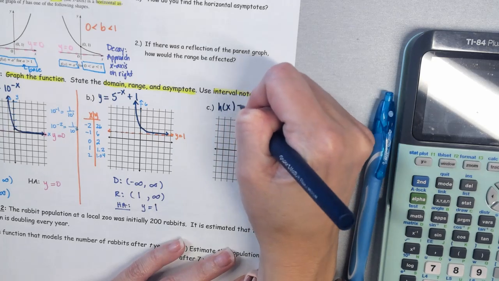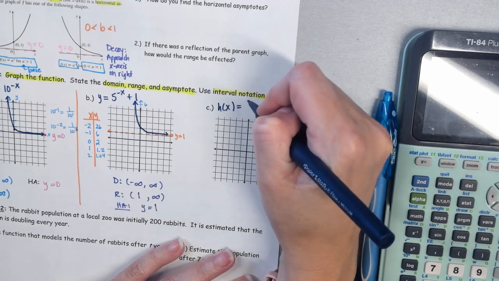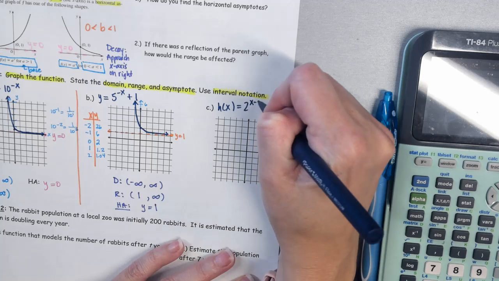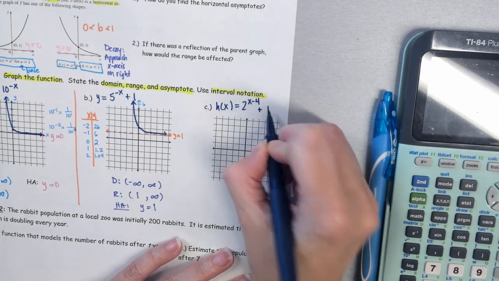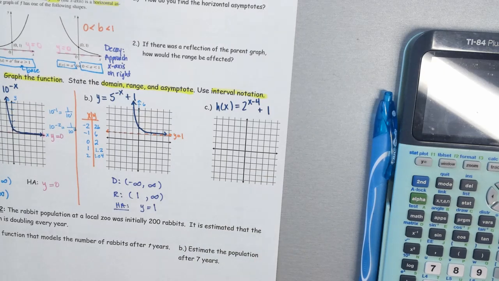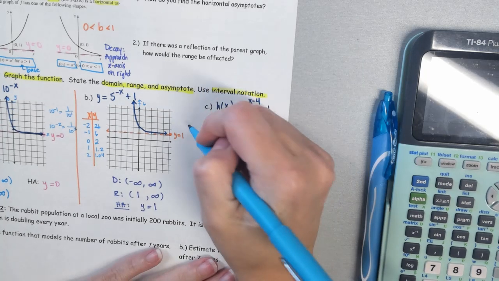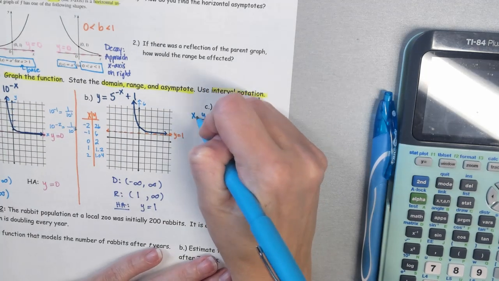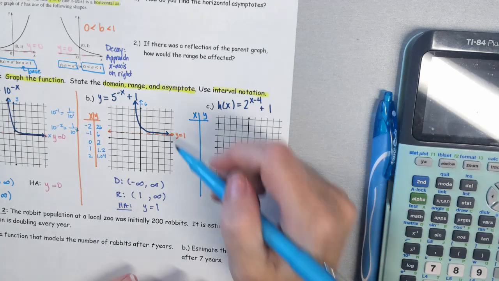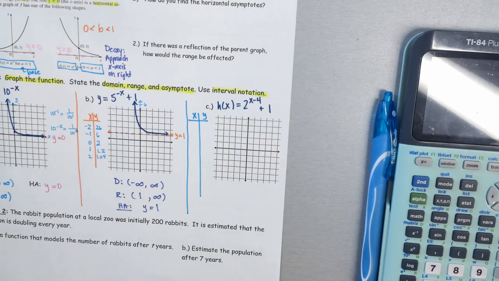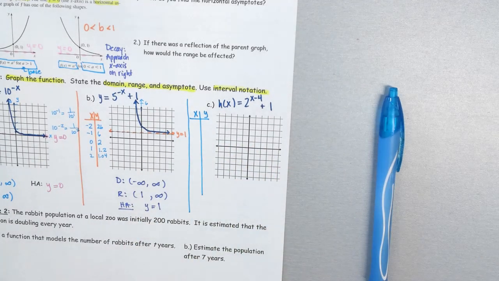Okay, now this one is called h of x. h of x is 2 to the power of x minus 4 plus 1. Okay, so go ahead, plug that in, and then I want you to graph it.